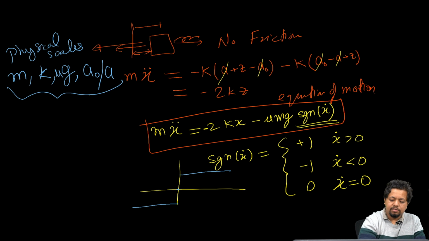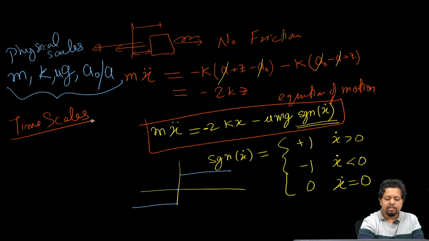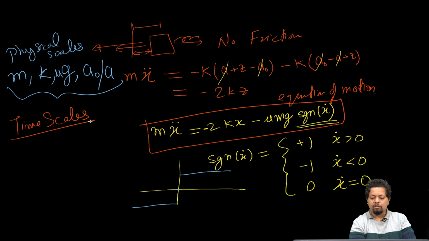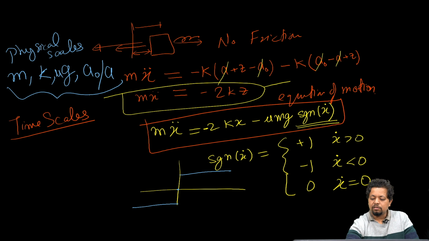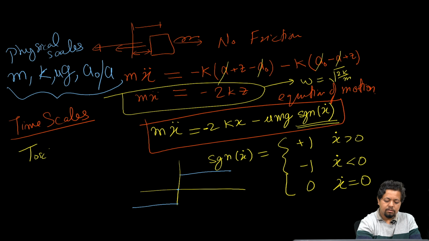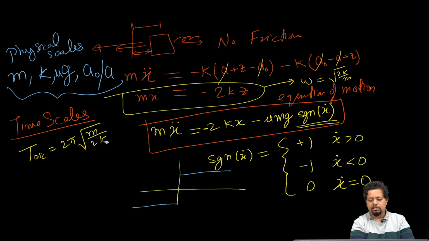Now coming to time scales. One thing that is obvious, if you look at this equation, is that the oscillation frequency omega was given by square root of 2k by m, which gives me the oscillation time scale. The oscillation time scale is 2 pi by omega, so it is 2 pi times the square root of m by 2k. That's the oscillation time scale in this problem.